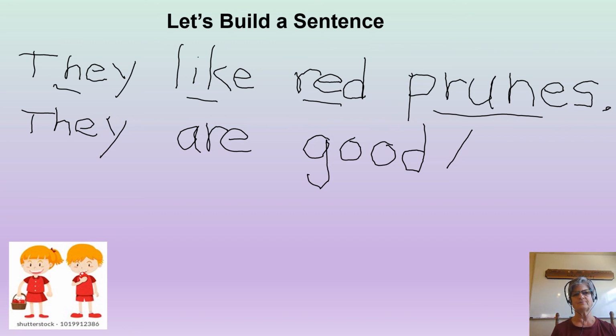There you go. So now let's point to both sentences. Point to the top word they. And we're going to read the first sentence first and then the second sentence. Are you ready? Let's begin. They like red prunes. Very good job. Now let's point to the next sentence. They are good. That's the end of our reading lesson for Friday.